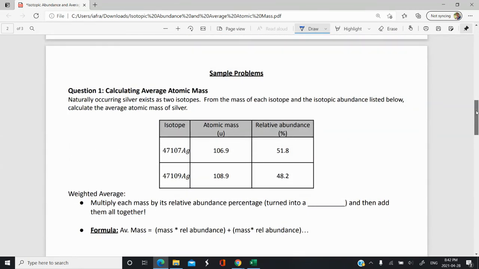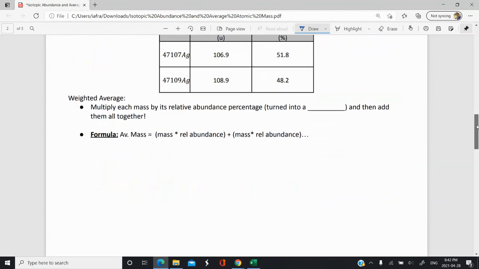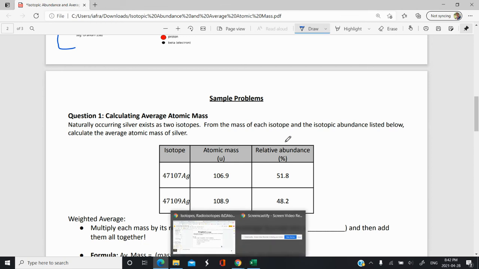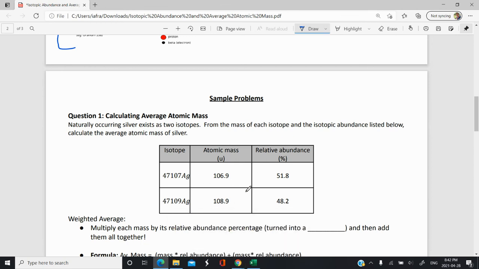So in the next video, what we're going to do is we're going to do some sample problems together. I'm going to show you how to calculate the average atomic mass that you would see in the periodic table using the atomic mass of the individual isotopes and the isotopic abundance, also called relative abundance.